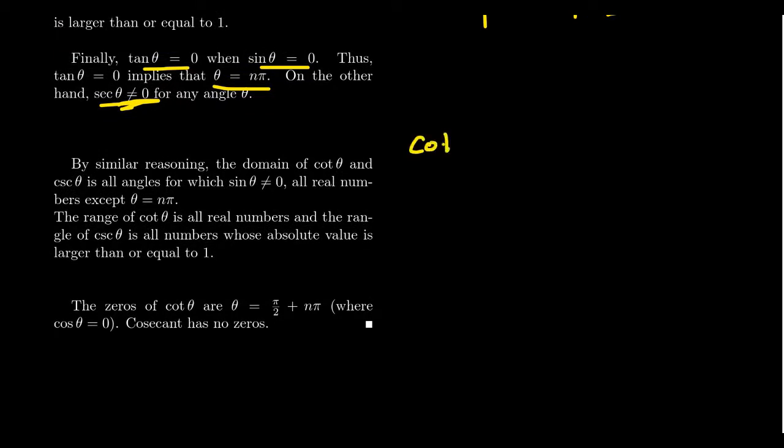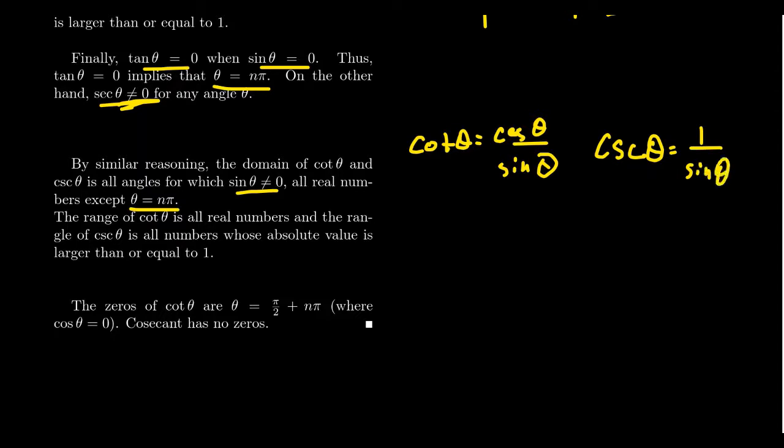Cotangent, of course, is the same thing as cosine theta over sine theta. And so when is cotangent undefined? It'll be undefined when sine is equal to 0, and sine is equal to 0 at multiples of pi. Cosecant, same thing. Cosecant is 1 over sine theta. So when sine is equal to 0, cosecant is undefined. In terms of their zeros, cotangent is equal to 0 when cosine is equal to 0. That happens at pi halves plus a multiple of pi. Cosecant can never equal 0 because the numerator is always going to be a 1 there.